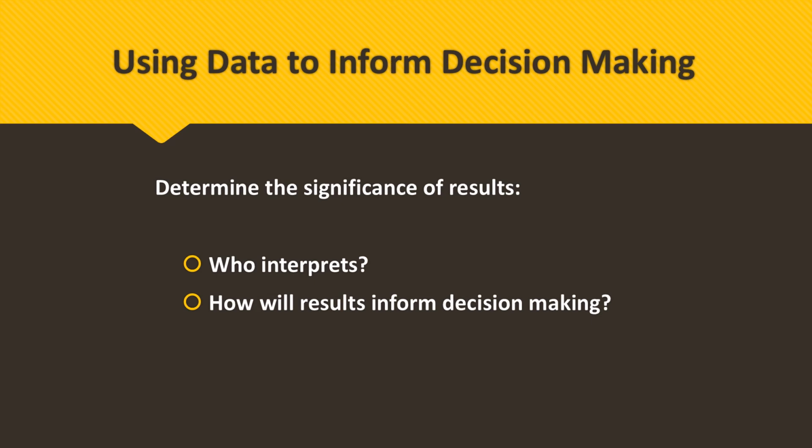What will you do with the information you've collected? To use data to inform decision-making, you first must interpret your results. Think about how you will determine the significance or meaning of the results and/or reasons that improvements did not occur. Who will interpret the results? Will you need to get help? Who will make decisions about what to do next? When will decisions be made?